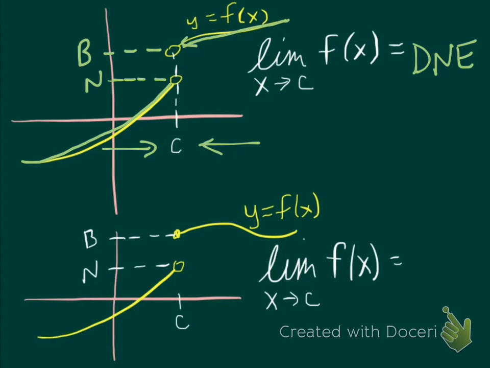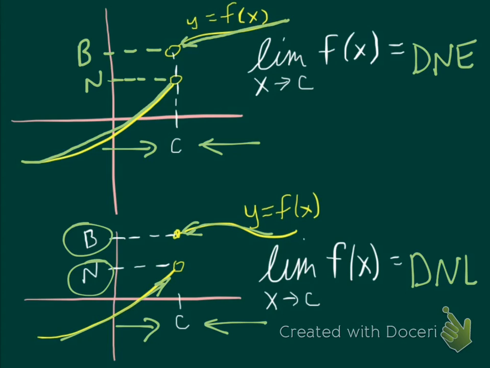Anyway, this one down here on the bottom, we've got the limit as x approaches c again. We see that from the right-hand side, as x is approaching c from larger values than c, the y values are getting closer and closer to this b. And then from the left-hand side, the y values are getting closer and closer to this number n. And so again here, the limit does not exist. There you go. Hopefully you got those right.